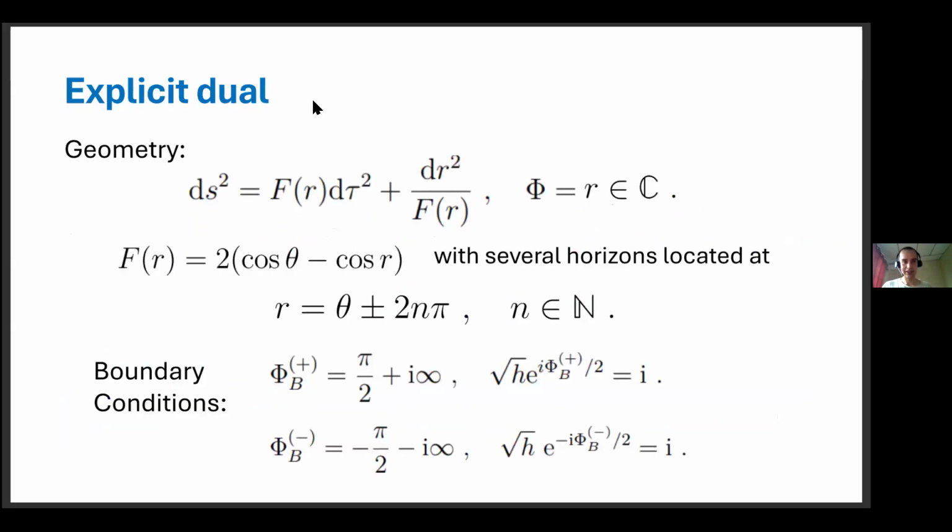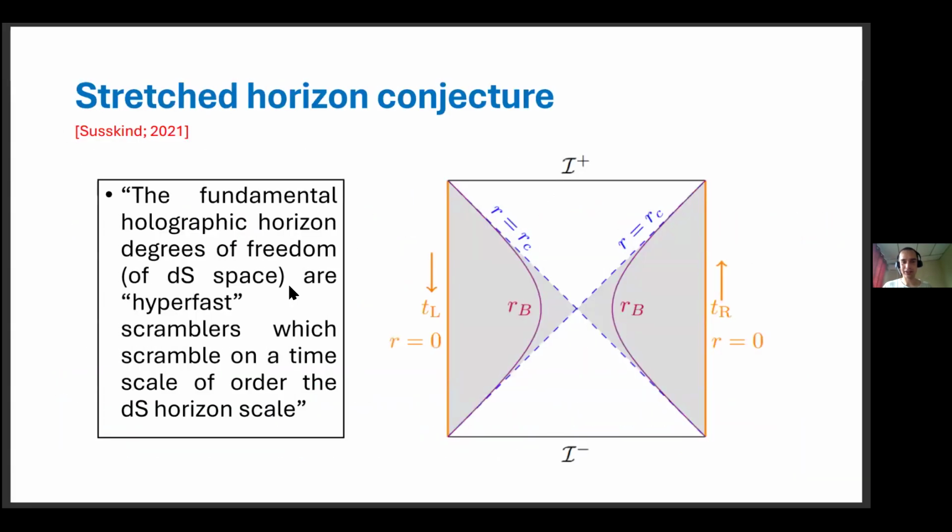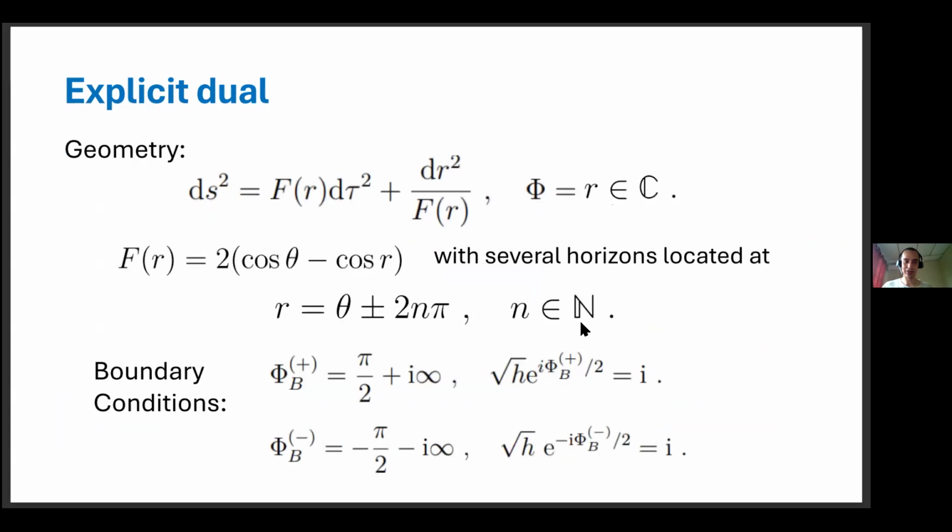Perhaps something that I should mention is that this stretched horizon in dS space is a surface very close to the cosmological horizon. It is the most natural location where you can have a notion of a boundary for the theory, although you have a closed universe and so really don't have boundaries. But this is the most natural location to put the holographic dual theory.